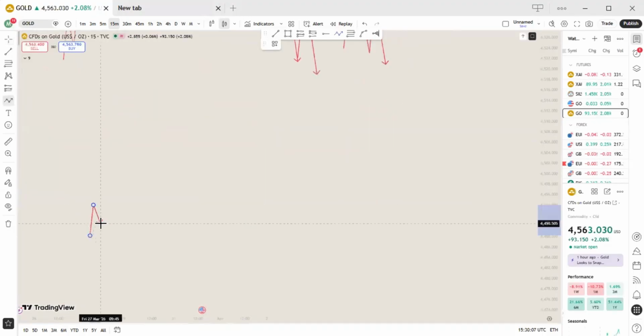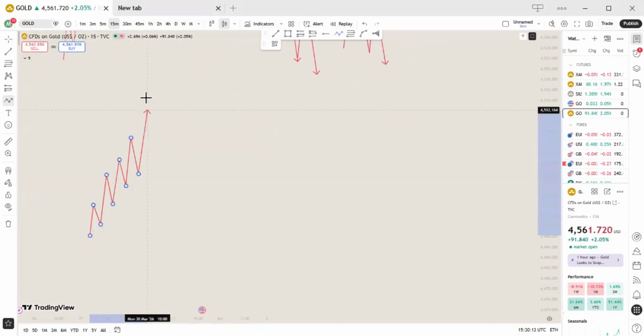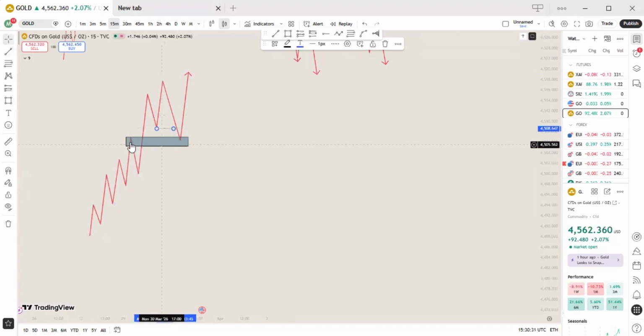The market is in a bullish trend. Break of structure, break of structure, break of structure, break of structure. So what made this higher high protected is that market gave us structural liquidity after a break of structure.